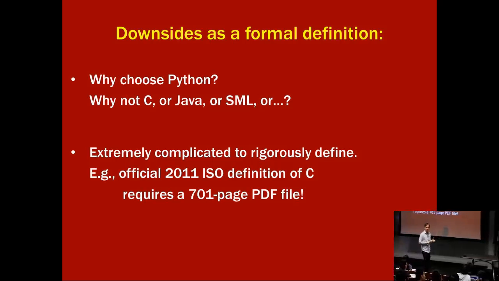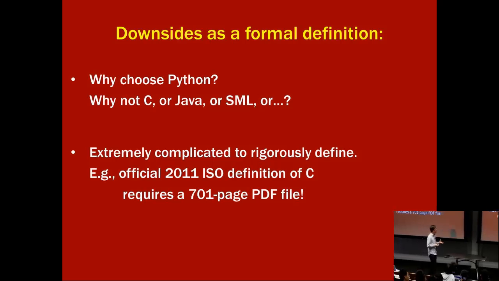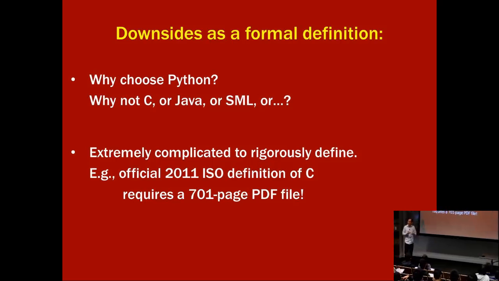Another unnatural aspect of it as a formal definition is we'd really like to rigorously define these things. And even C, which is considered to be a pretty basic language and not have too many features, is very complicated. If you look at the official international standards definition of it, it's like a 700-page document just to define the rules of C. And Python I don't even think has an associated document. It's kind of defined by what it is. So that's going to make it a little painful to reason about it formally.